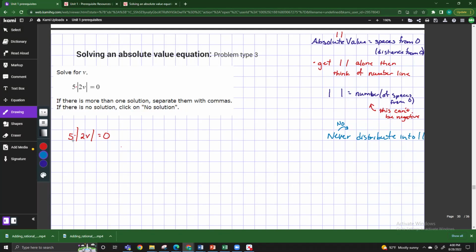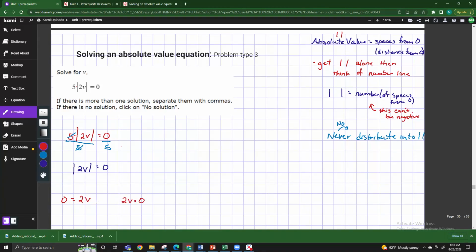Okay. So to undo a multiplying, we have to actually divide both sides by 5. This 5 will cancel with that, and so I have the absolute value of 2v equals 0 divided by 5. If I have nothing and I'm dividing it among 5 people, everyone gets 0. And then we think of the number line. So I'm going to be changing this problem as well. 0 is from the absolute value, so it would be 0 equals 2v and 2v equals 0.